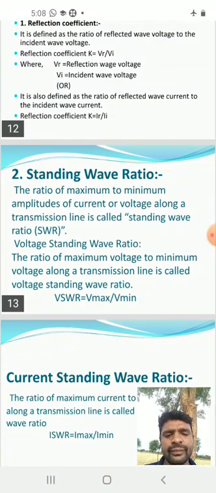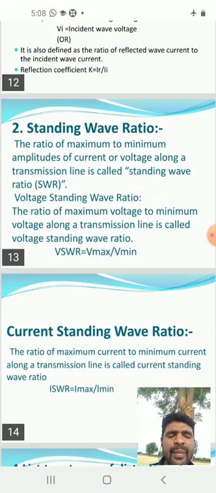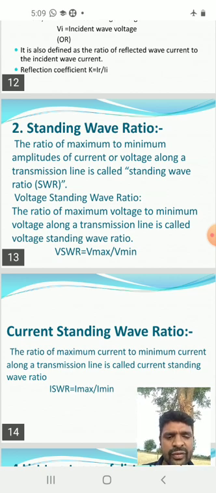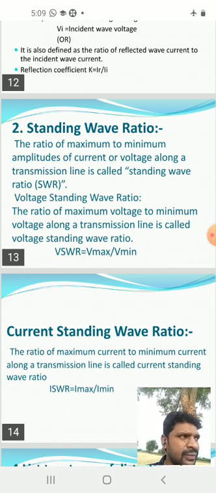Standing wave ratio. The ratio of maximum voltage to minimum voltage, or maximum current to minimum current, is called standing wave ratio. That means the ratio of maximum to minimum amplitudes of voltage or current along a transmission line is called standing wave ratio. It is voltage standing wave ratio, VSWR, or current standing wave ratio, ISWR. Voltage standing wave ratio is the ratio of maximum voltage to minimum voltage.